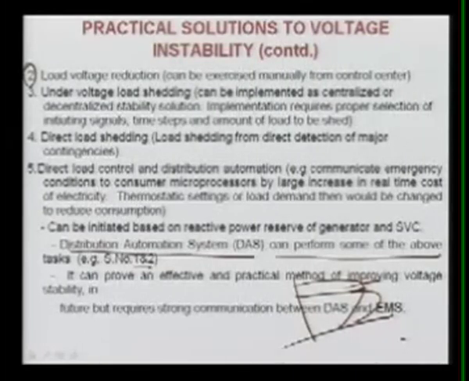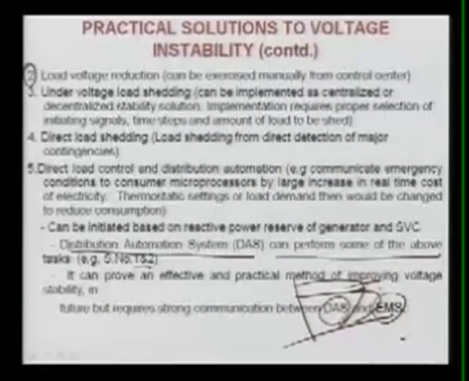This DA system can also prove an effective and practical method for improving voltage stability in future, but it requires strong communication between the DAS and the EMS. Here it is not only the distribution automation system but also the energy management system. Both must be coordinated, because it is a coordinated system: how much load is to be shed and how much generation you are having. All these must be coordinated so that we can have an efficient, reliable and more improved voltage stable system.